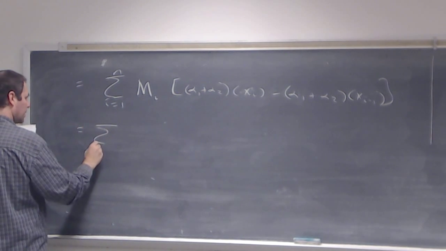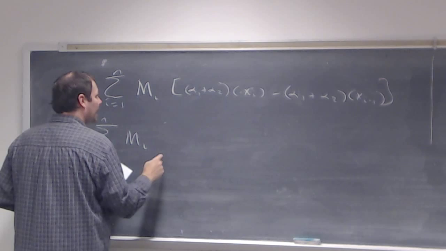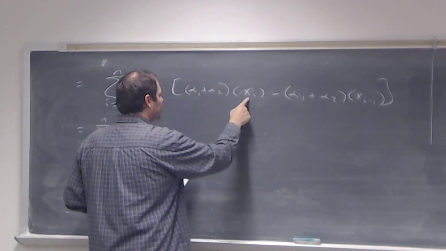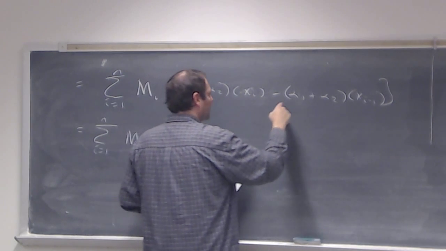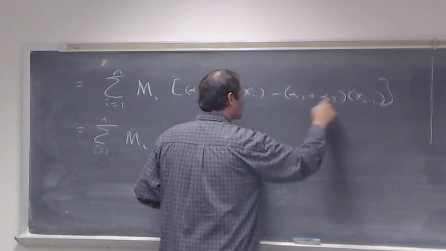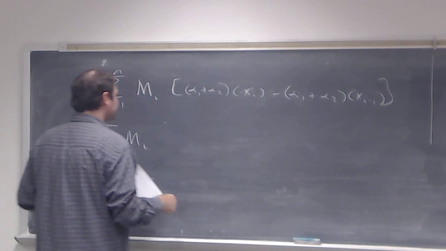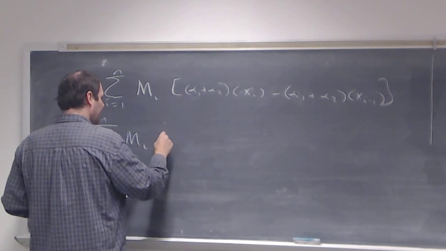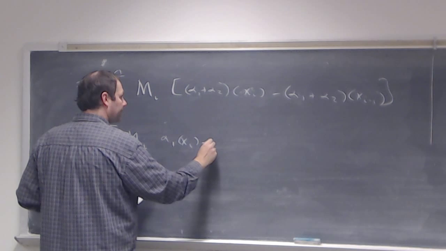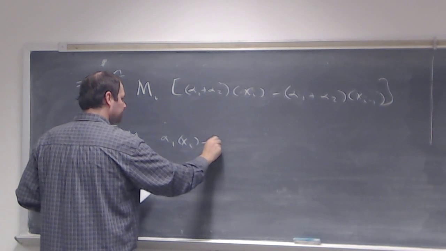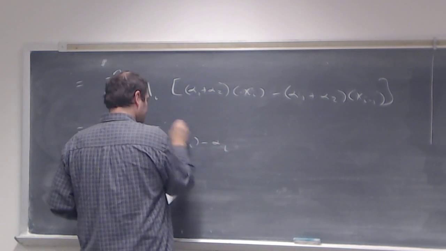Which is equal to, this could be broken up into two sums. The sum as i runs from 1 to n of M sub i times alpha sub 1 acting on x sub i plus alpha sub 2 acting on x sub i, minus alpha sub 1 acting on x sub i minus 1, minus alpha sub 2 acting on x sub i minus 1. And we can split that up into M sub i times alpha sub 1 acting on x sub i minus alpha sub 1 acting on x sub i minus 1. Let's do it this way.